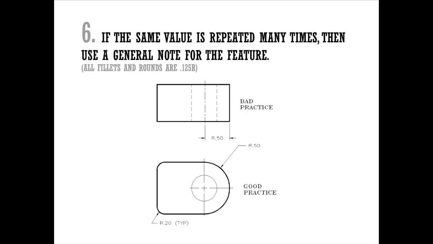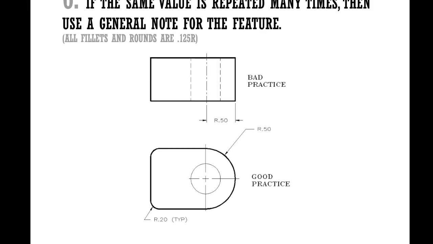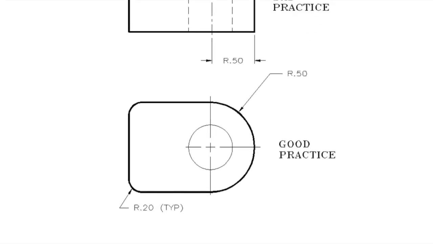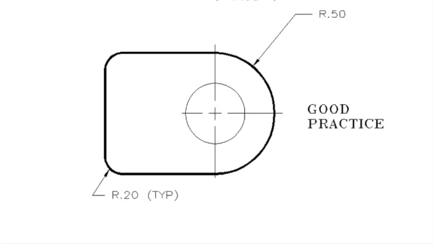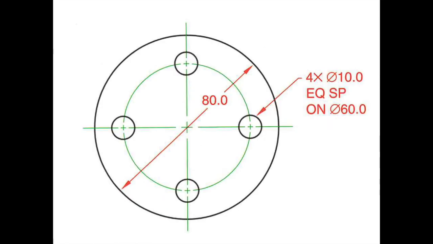Step 6, if the same value is repeated many times, then use a general note for the feature. For an example, looking at this fillet on the left-hand side of our shape, the radius is 0.2, and so in parentheses after the dimension, you'll put TYP, which means typical. You'll also see this with hole diameters. If you have a consistent hole type, instead of giving a TYP, you actually want to specify the number of holes. So you would put the number, let's say 5, with an X after it, and the diameter symbol.